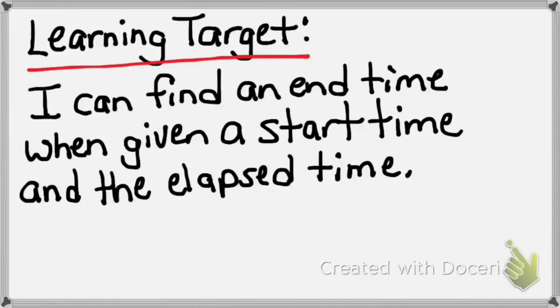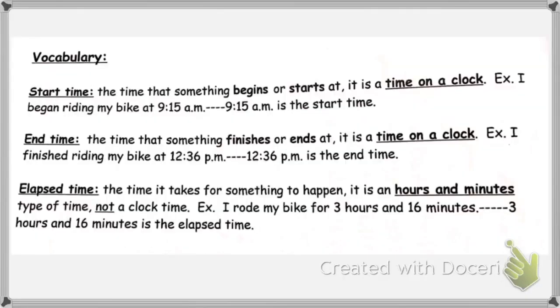Today's learning target: by the end of today's lesson, you should confidently be able to say, I can find an end time when given a start time and the elapsed time. But what does this mean? Well, let's look at some vocabulary. Here's my vocabulary for today's lesson and the next few lessons.